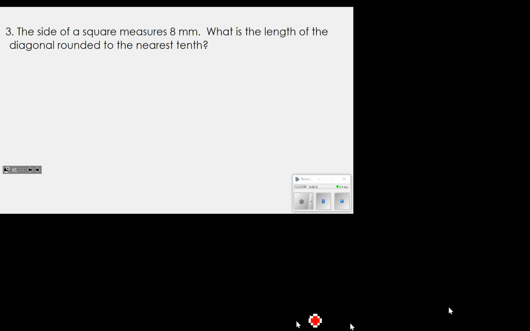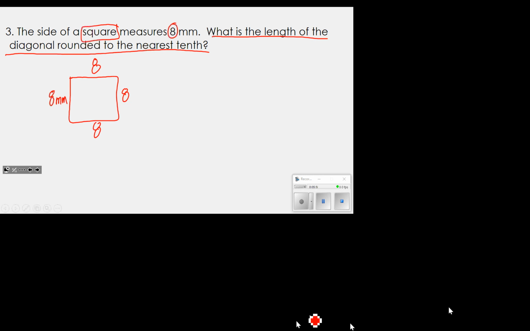Question number 3. The side of a square measures 8 millimeters. What is the length of the diagonal rounded to the nearest tenth? So we have a square. We can draw a square. All the sides of a square are the same, and we've already been told that they are 8 millimeters. So these are all 8.